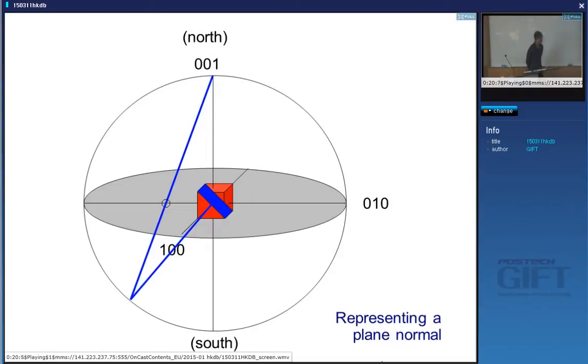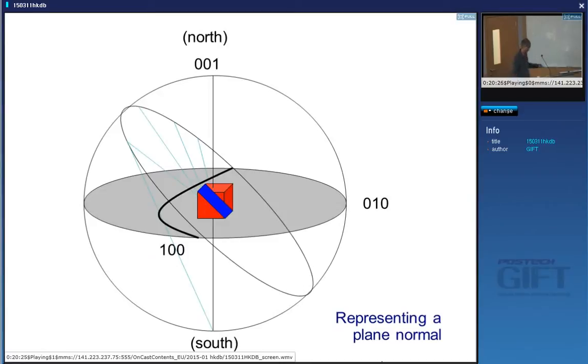Okay, let's carry on. What I'm going to do now is take this blue plane and extend it so that it becomes bigger. Here. So that blue plane actually corresponds to this plane here. Okay. And all the points along which it intersects this sphere define on the stereographic projection what we call the great circle. Okay? So that is the trace of the plane. It's not the normal, but every point on this lies at 90 degrees to the plane normal. Okay? So that's called the trace of a plane.